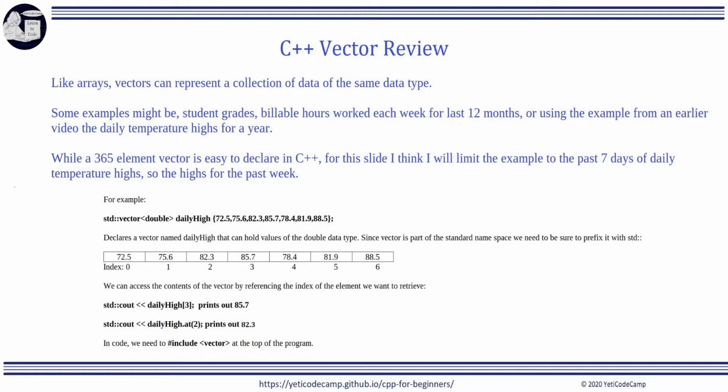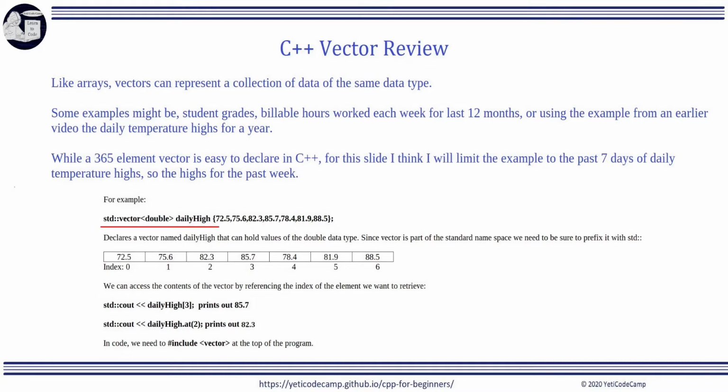Some examples might be student grades, billable hours worked each week for the last 12 months, or, using an example from an earlier video, the daily temperature highs for the past year. While a 365 element vector is easy to declare and use in C++, for this slide I think I'll limit the example to the past 7 days of daily temperature highs, or the highs for the past week.